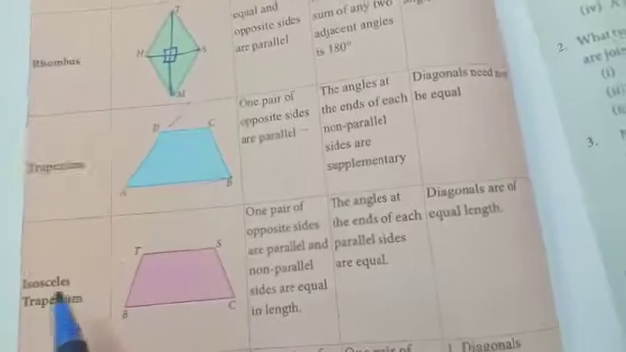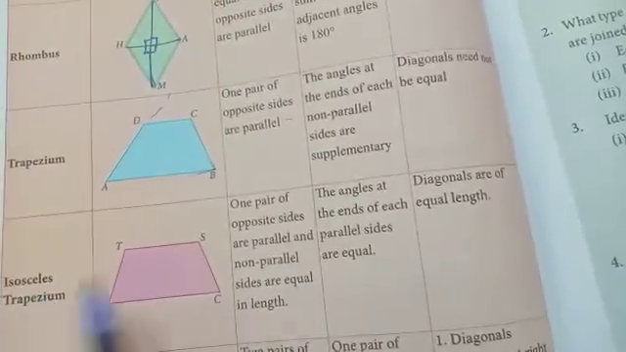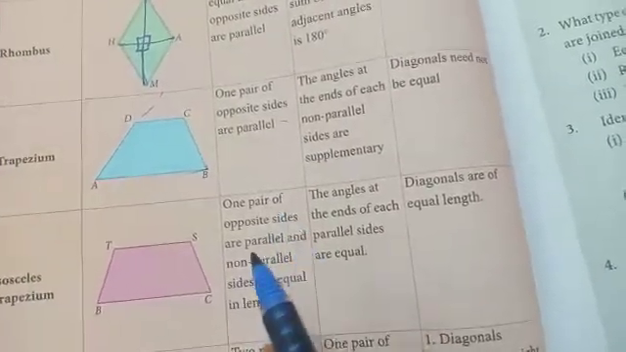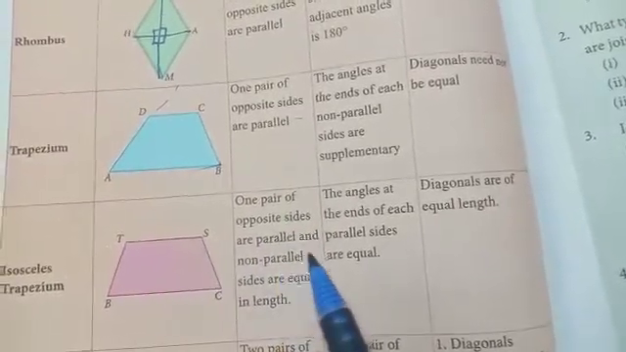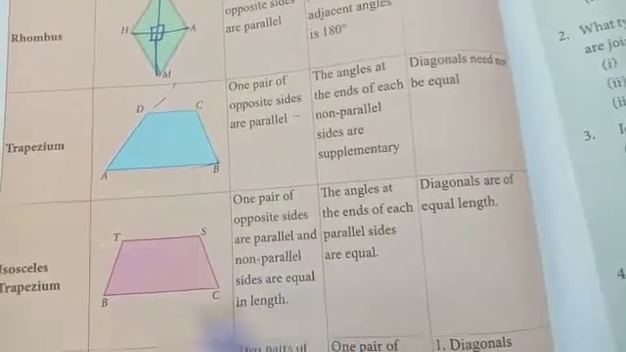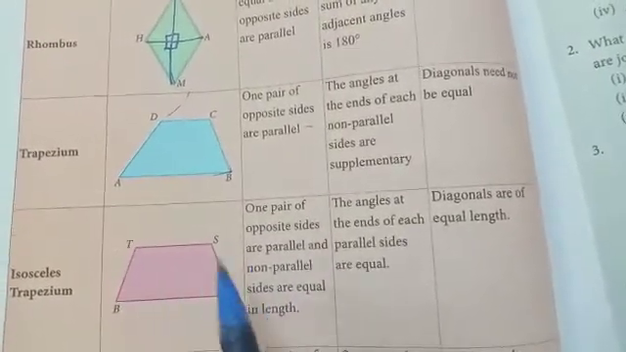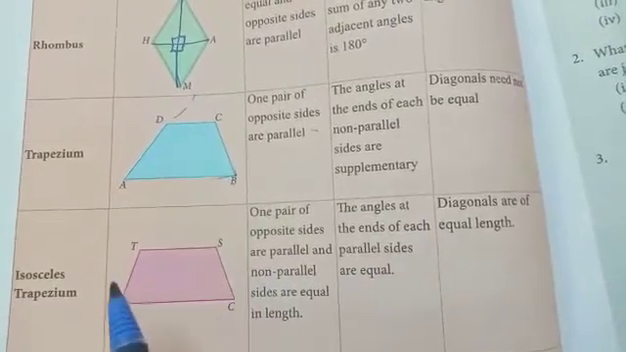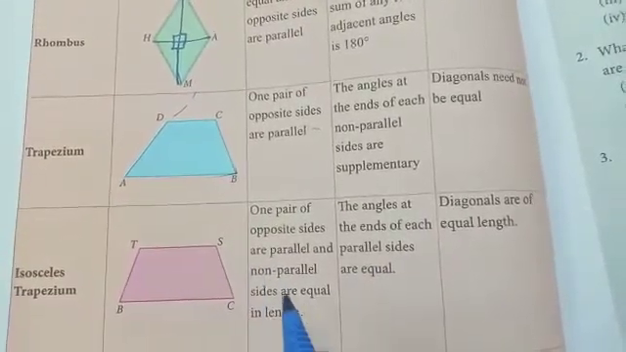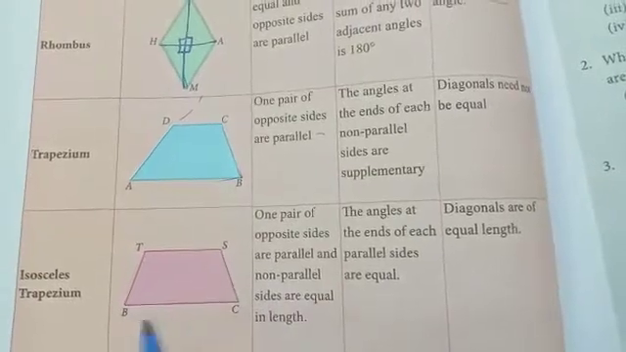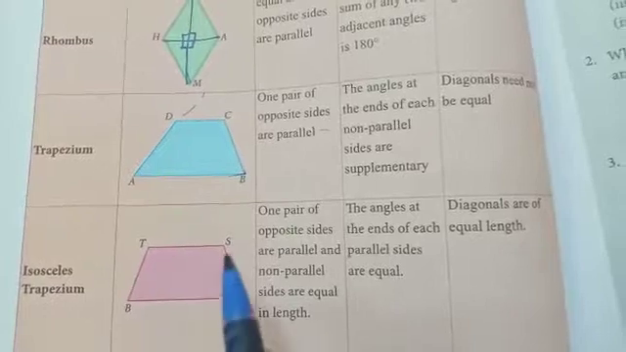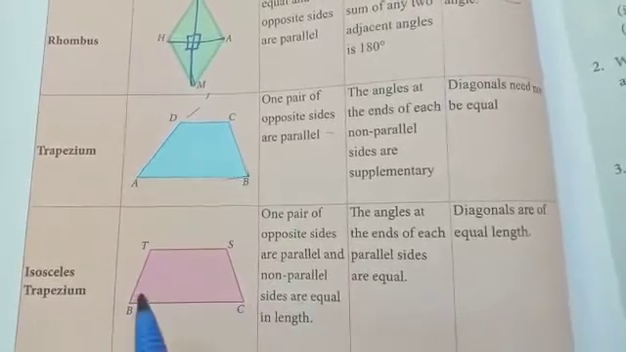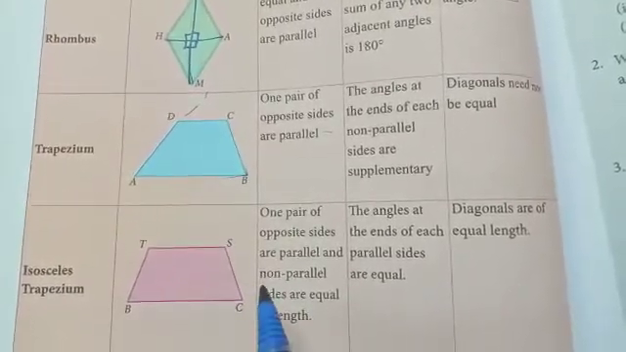Next, isosceles trapezium. What does isosceles mean? Isosceles means two sides are equal, isn't it? So one pair of opposite sides is parallel, and the non-parallel sides are equal. This BT and SC are non-parallel sides. These two non-parallel sides are equal in length. So BC and TS are parallel sides and BT and SC are non-parallel sides. These two sides are equal in length.